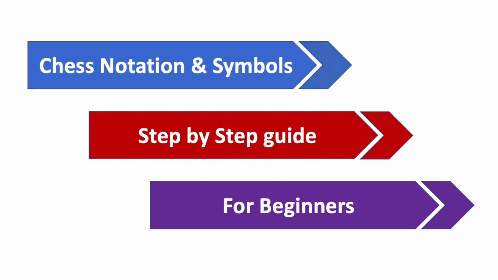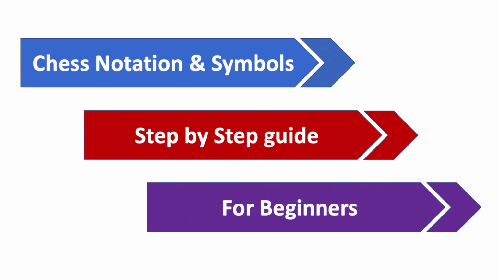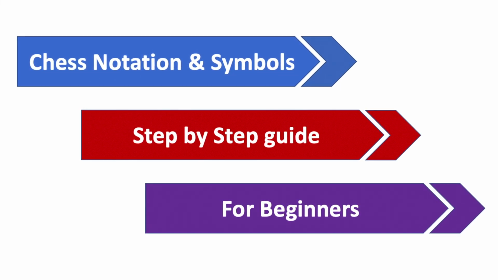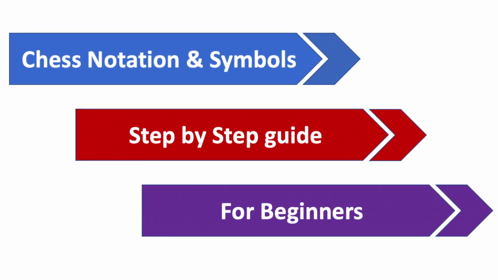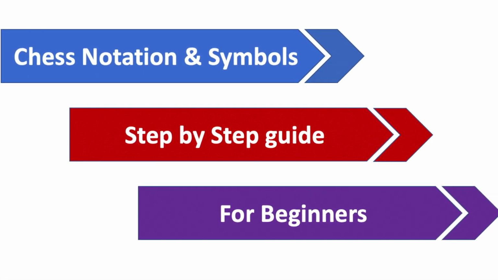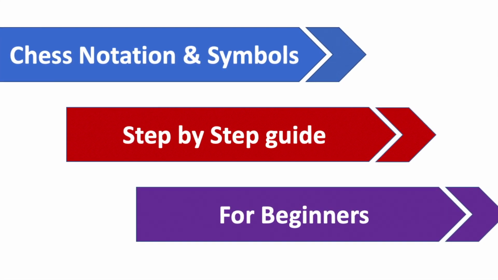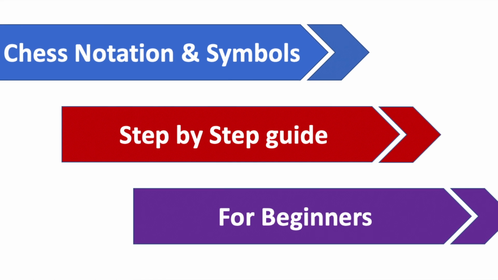Today we are going to learn about chess notation and symbols, which is one of the important topics for beginners. These basics are very important to learn before we start playing chess. Also remember, at the end of each chapter we will include a short assignment which will help you understand the concepts better. Do not miss the assignments. The assignments are very important and helpful.